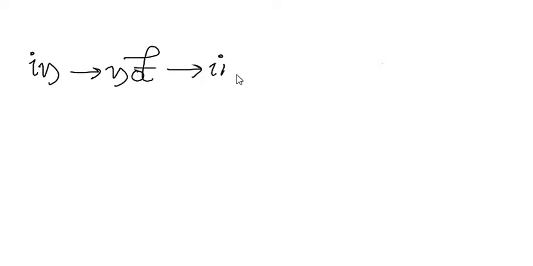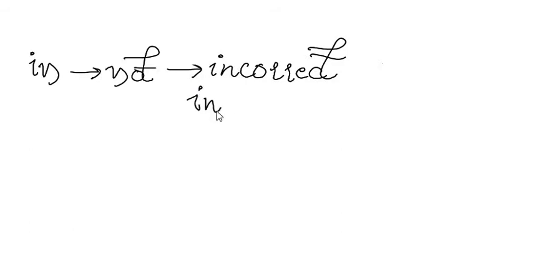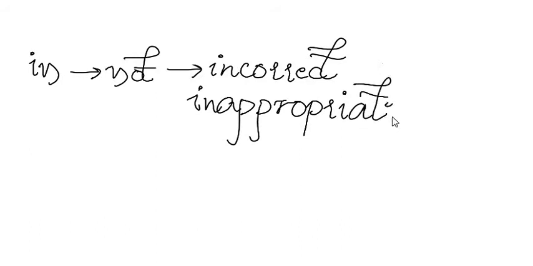Now comes the word in. In also means not. It's like incorrect. It's not correct, so it's incorrect, a negative word. Then you say inappropriate. It's not appropriate. It's not according to me. So you can see here that in is denoting no, not, right? So this is the root word.